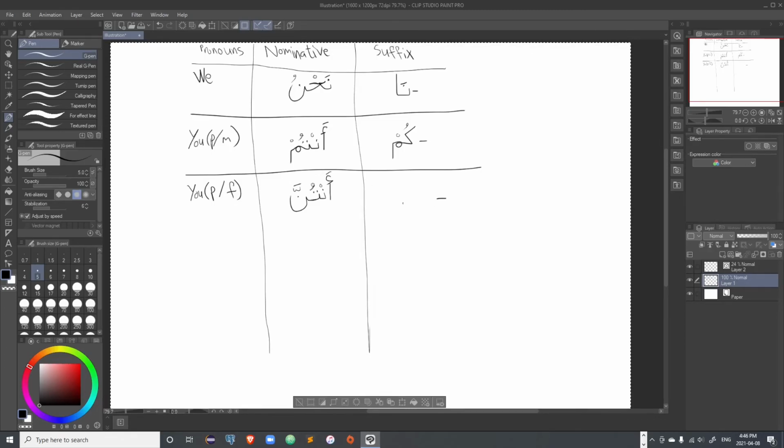Now for the suffix, it is kunna. Kunna. And this noon is the feminine noon. Normally, if you see it added as a suffix, so as an extra to the word, it is most likely alluding to a feminine noun.